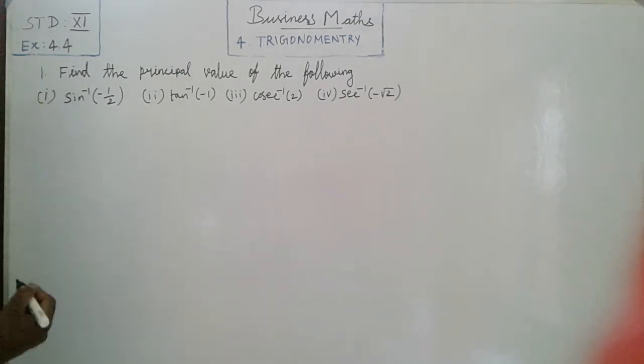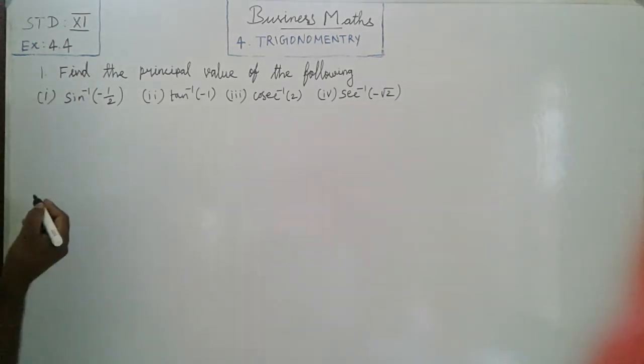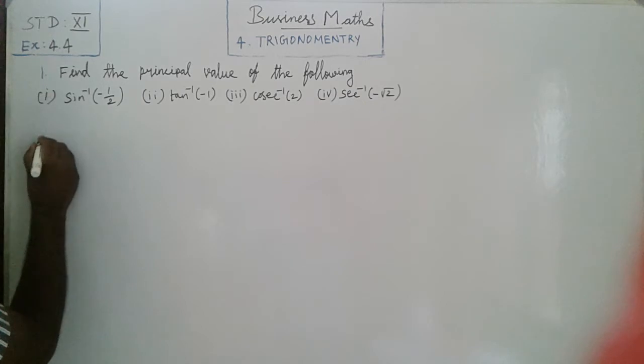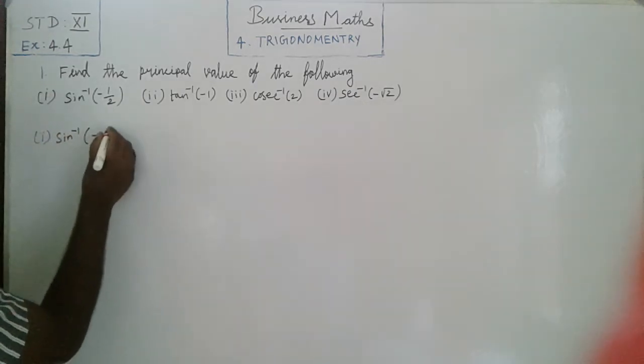Exercise number 4.4, Trigonometry. First sum. Find the principal value of the following. The first one is sine inverse of minus 1 by 2. So we should find out the first one. Sine inverse of minus 1 by 2.